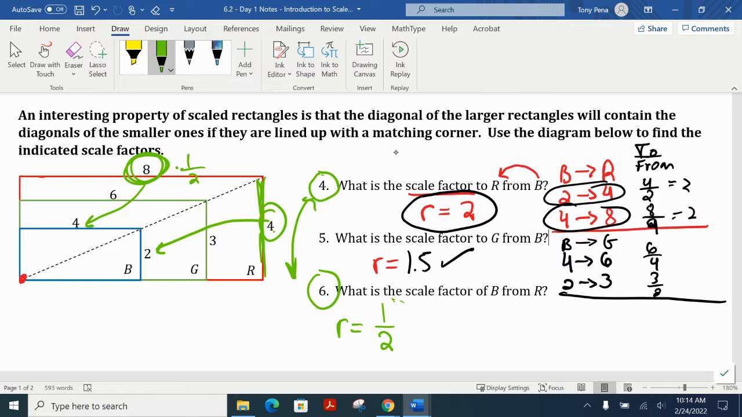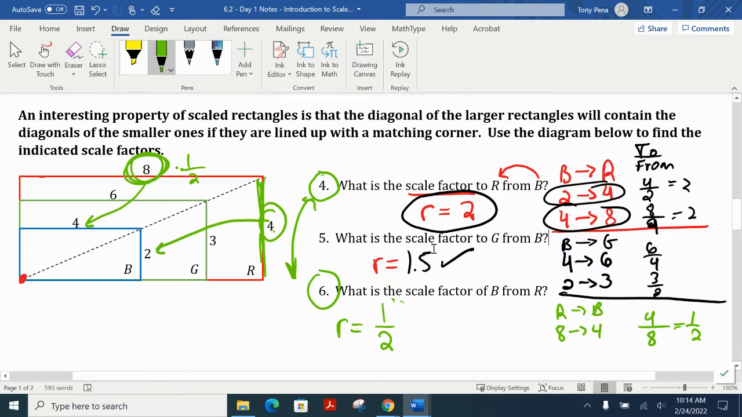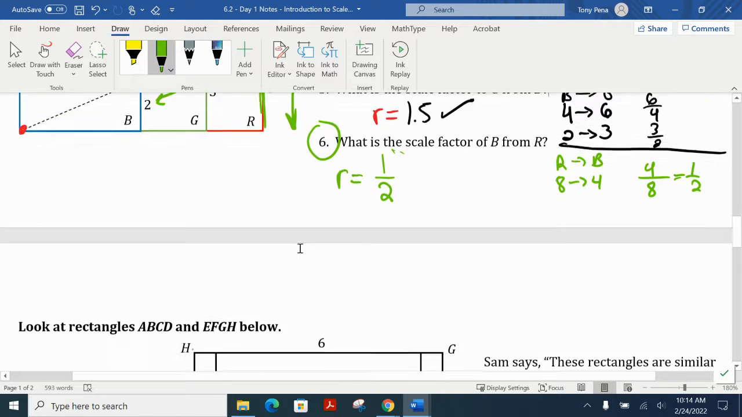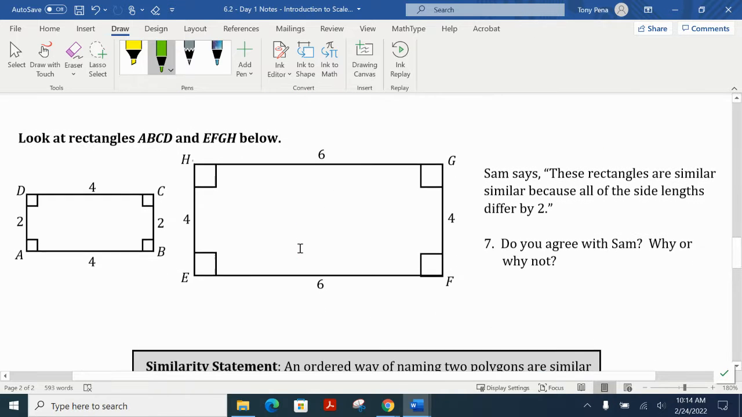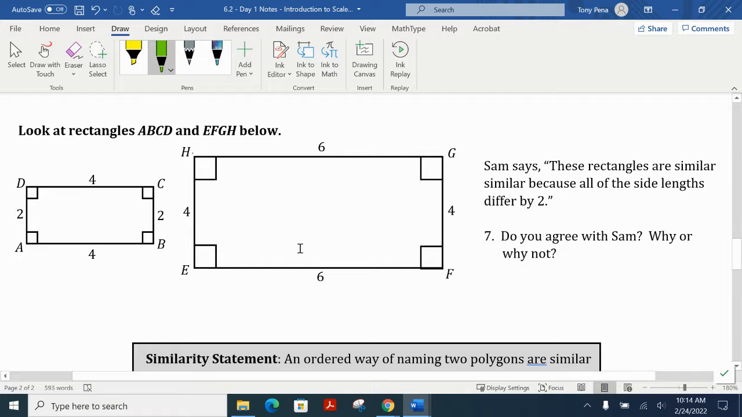Okay. If you set it up and say R to B, then you're going to have 8 to 4. And then you just always put whichever one you finished with over whichever one you started with. That would also give us that 1/2. Okay. All right. Tricky stuff. This is still stuff that I've got to think about a little bit sometimes, especially when they get ugly fractions here in a minute.